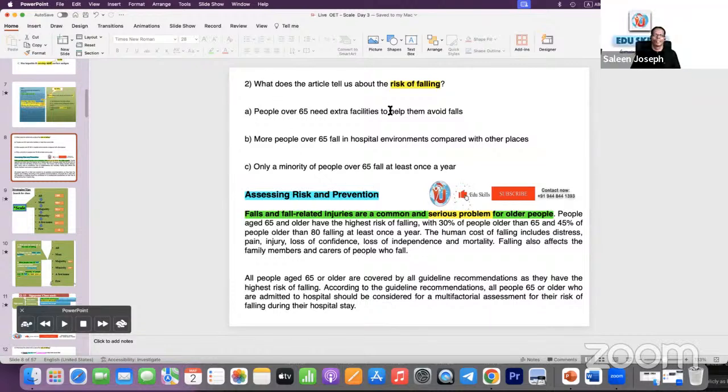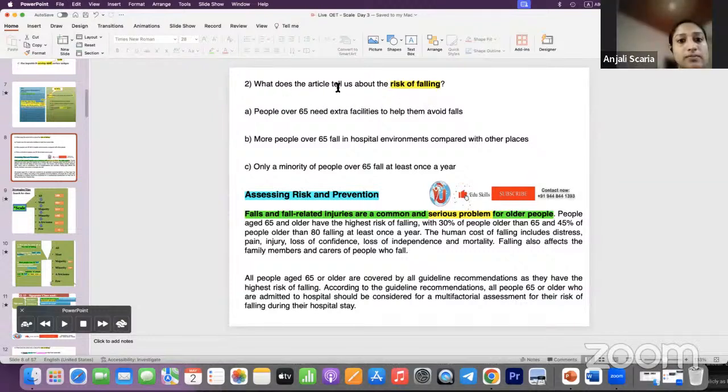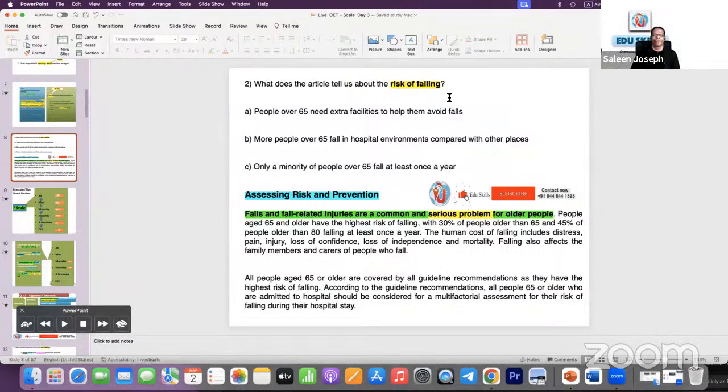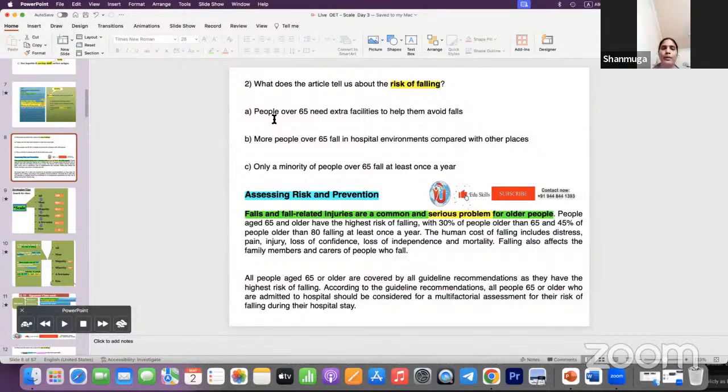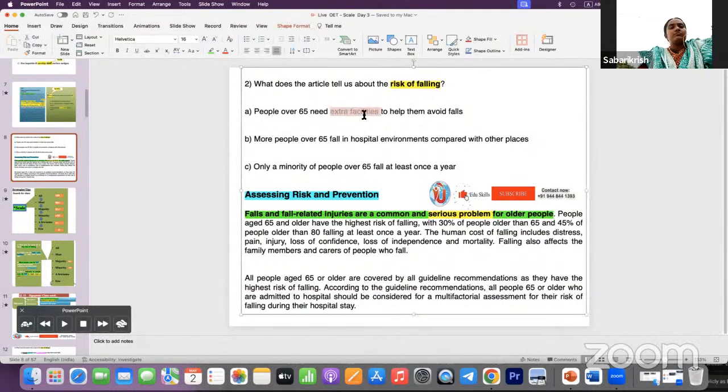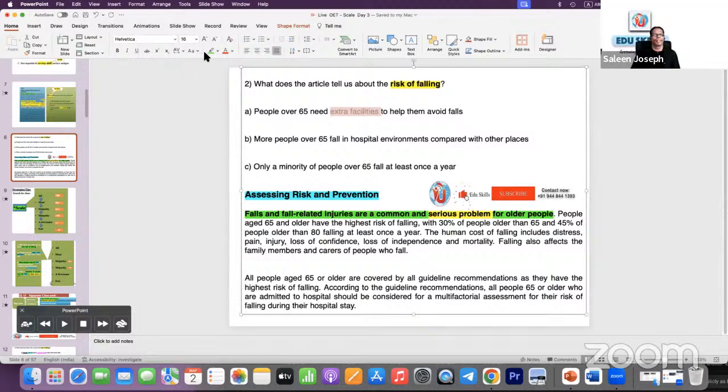Okay. Now, what is the hedging word in the question then? Risk of falling. Okay, risk, that is highlighted, risk there of fall. What does the article tell us about risk of falling? First option, people over 65, extra facilities. Over 65 also is differentiating this one, but then extra facilities to help them, right?